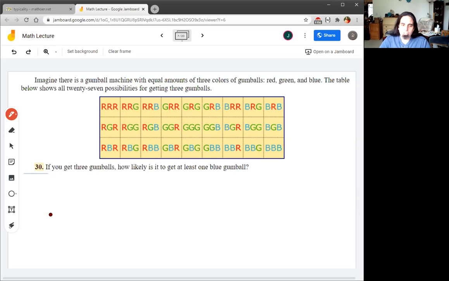So my question is, if I get 3 gumballs, how likely is it to get at least 1 blue gumball? So again, write it as a fraction and write it as a percent. Don't reduce your fraction. Try this before I do it, just to make sure you're understanding things. When you get an answer, put it in chat and call out.